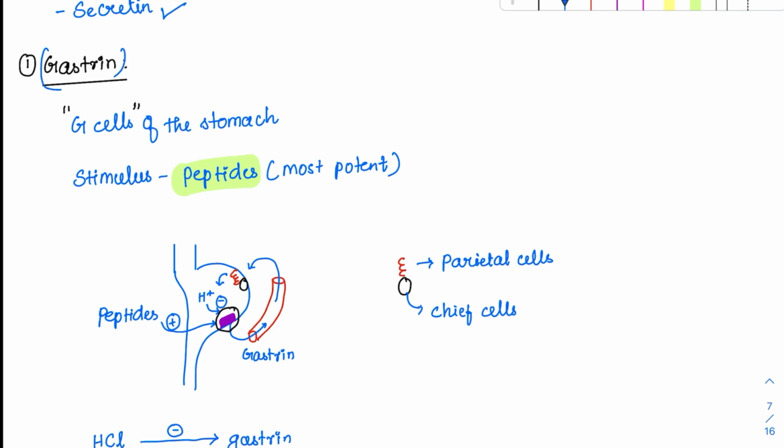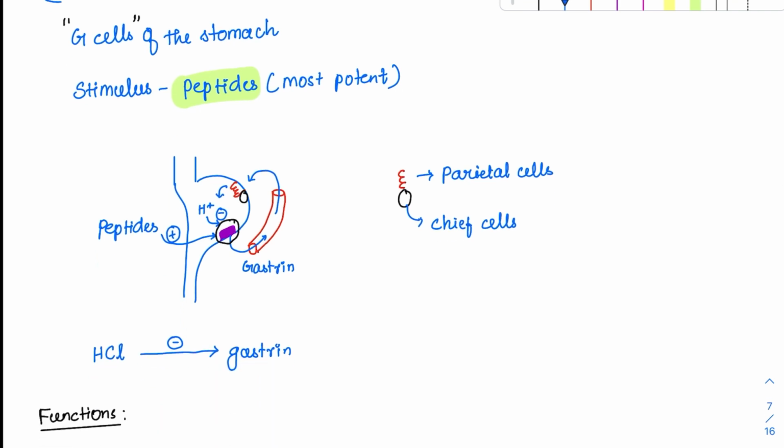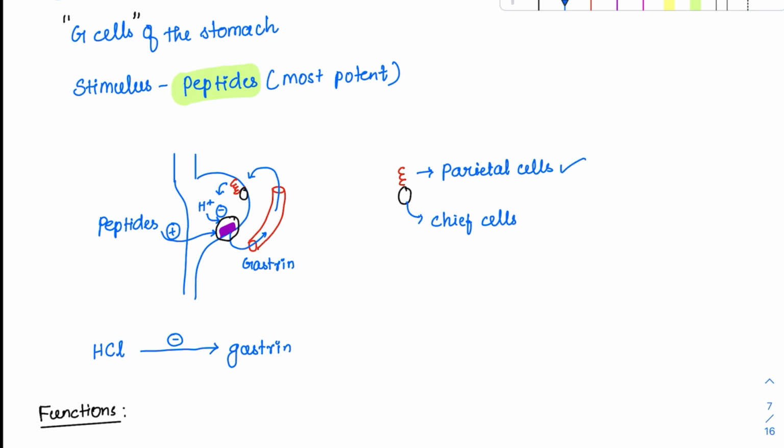And as the name gastrin indicates, what it is finally going to do is produce gastric acid. But right now it is not going to do that. Right now, first it is going to stimulate two different cells, that is the parietal cells and the chief cells. It will stimulate them and ultimately whatever secretion is coming from those cells will be secreted more.